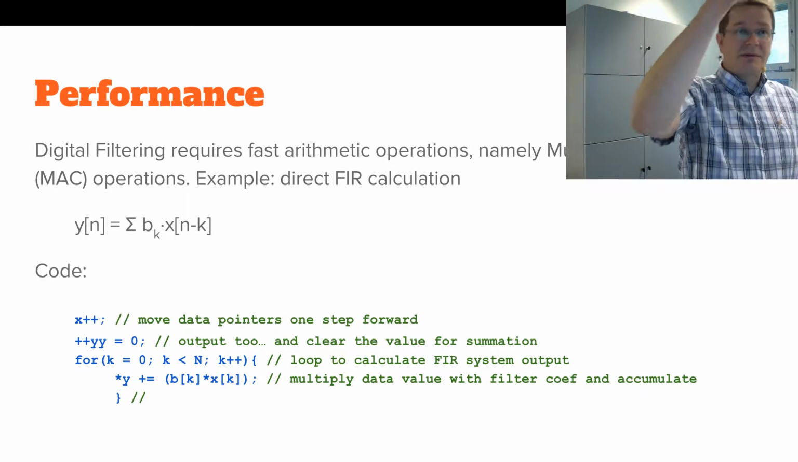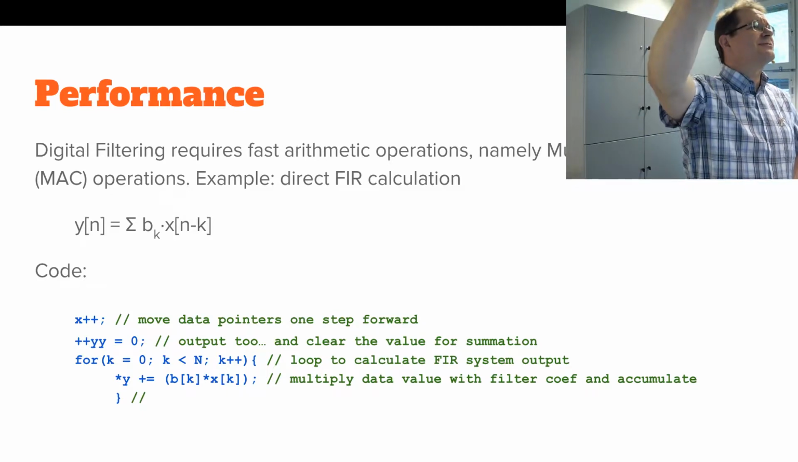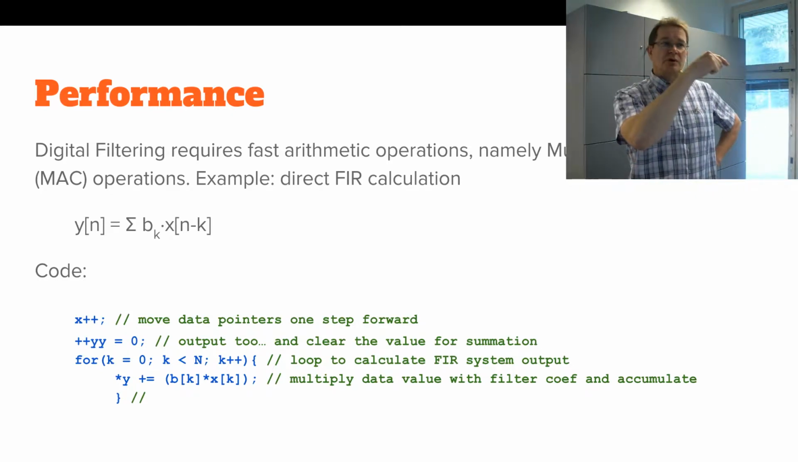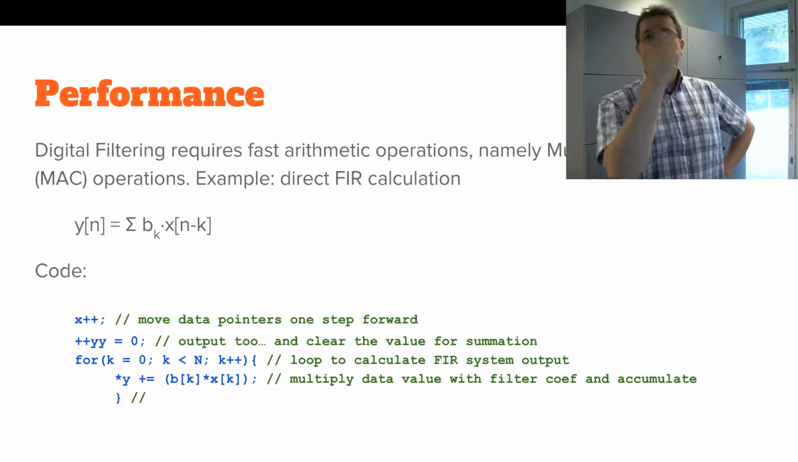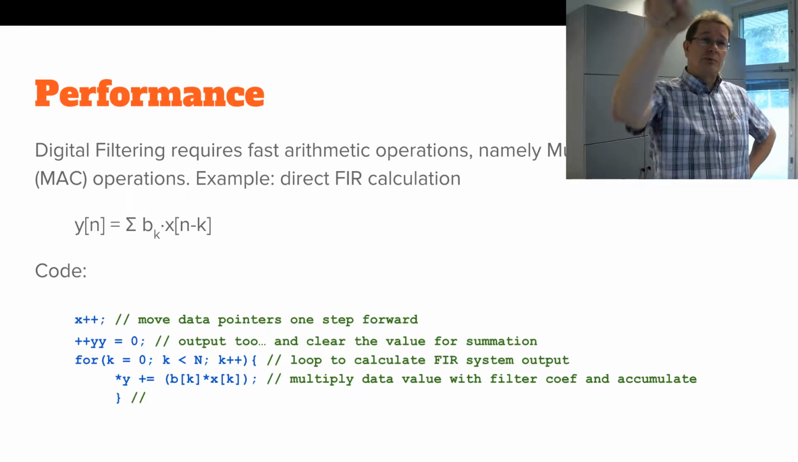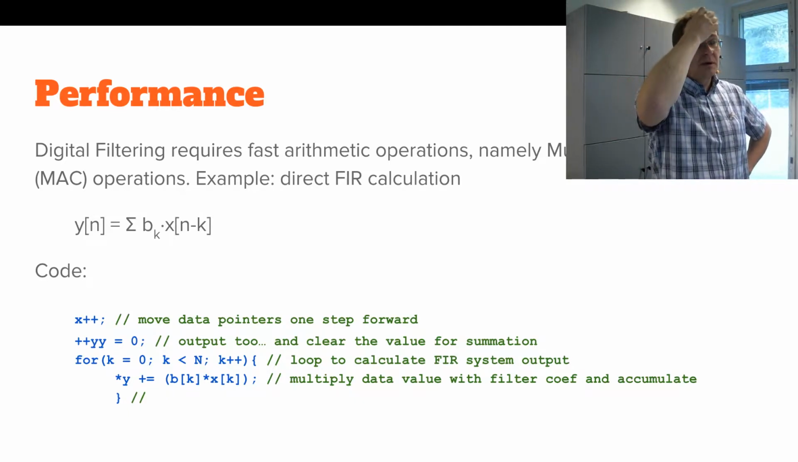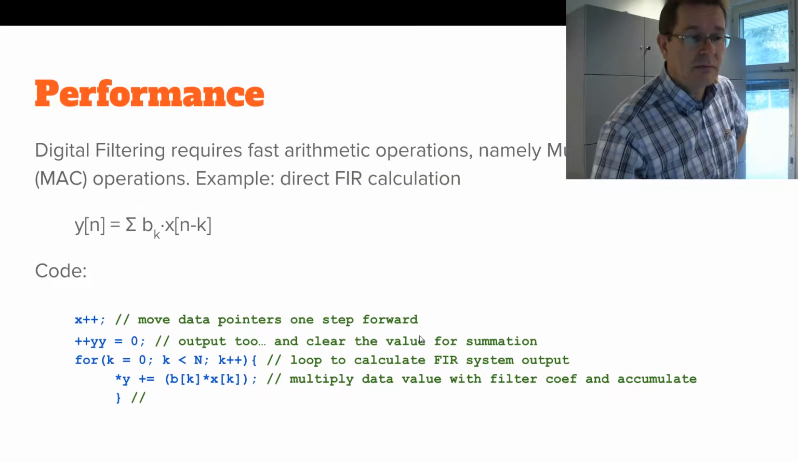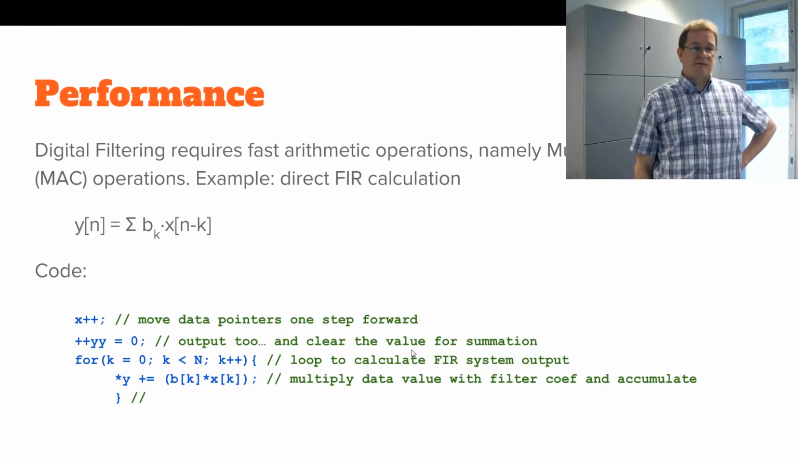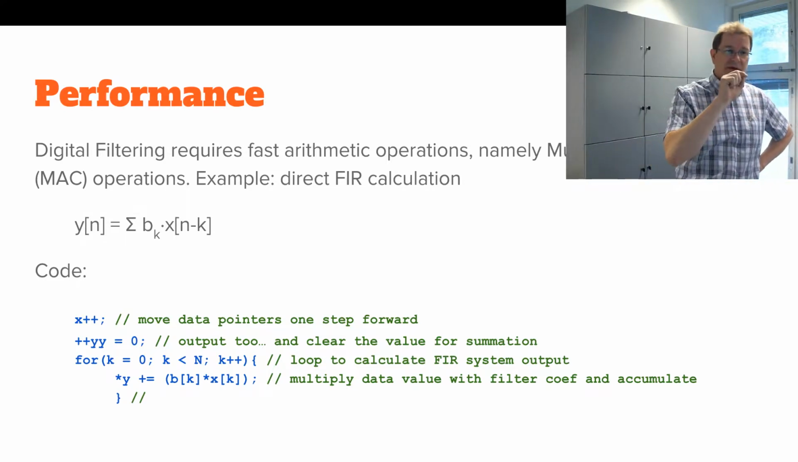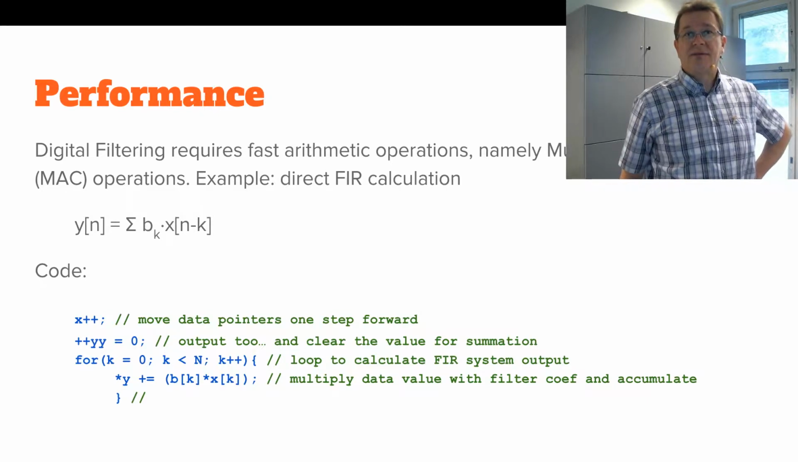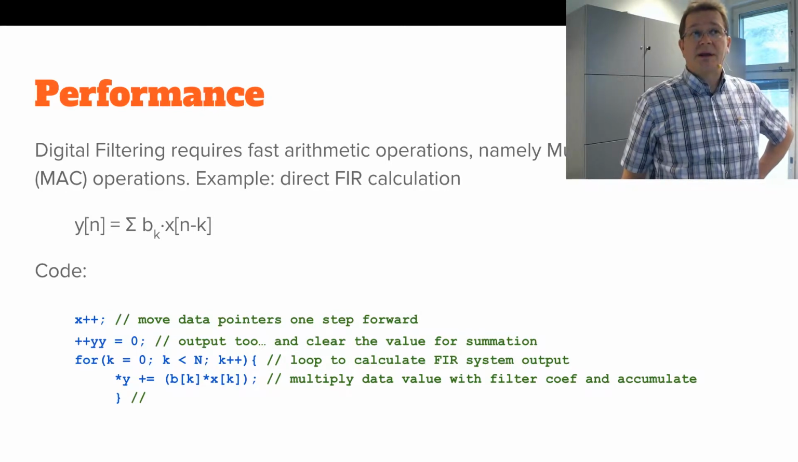So you would need to write code similar to that one. You have a pointer pointing to the input data, another pointing to the output data, and for each output point you would calculate that loop. The loop calculates the sum of the multiplication of those terms. That's the simplest way of doing the FIR for a symmetric impulse response.